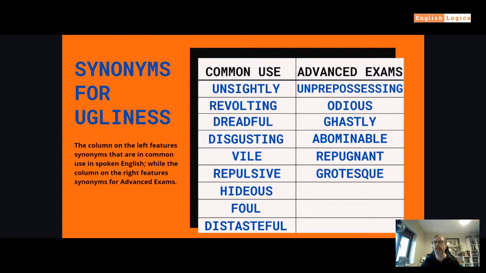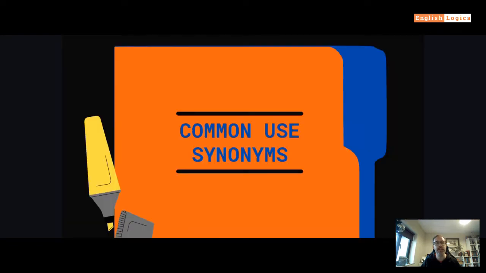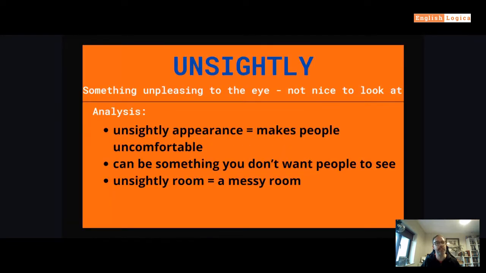So the words we're going to cover then in common use are unsightly, revolting, dreadful, disgusting, vile, repulsive, hideous, foul, and distasteful. In the advanced exams vocabulary, we're going to cover unprepossessing, odious, ghastly, abominable, repugnant, and grotesque. So let's get started then with the common use synonyms.